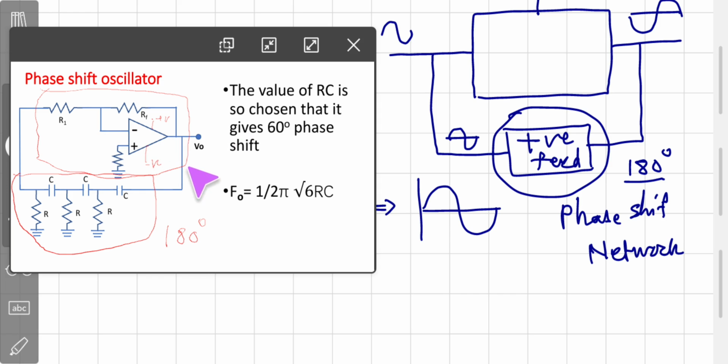If you want to change the phase, we have to change the values of R and C, that you remember. And an important thing, since this is an oscillator circuit, you observe that unlike the amplifier where we used Vin, the input voltage, no input voltage is required. Internally, when the circuit is turned on, it gets a trigger and we get some output voltage and oscillation starts. The frequency of oscillation depends on this, that is F0 equal to 1 upon 2 pi root 6 RC. So this is the phase shift oscillator using an operational amplifier.